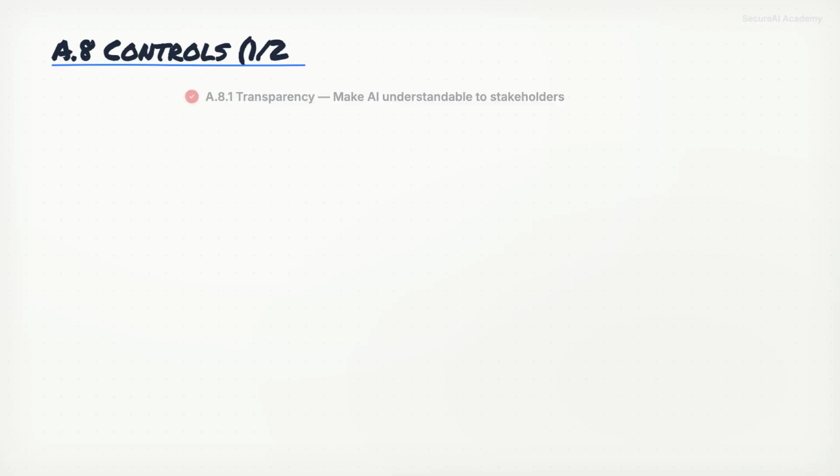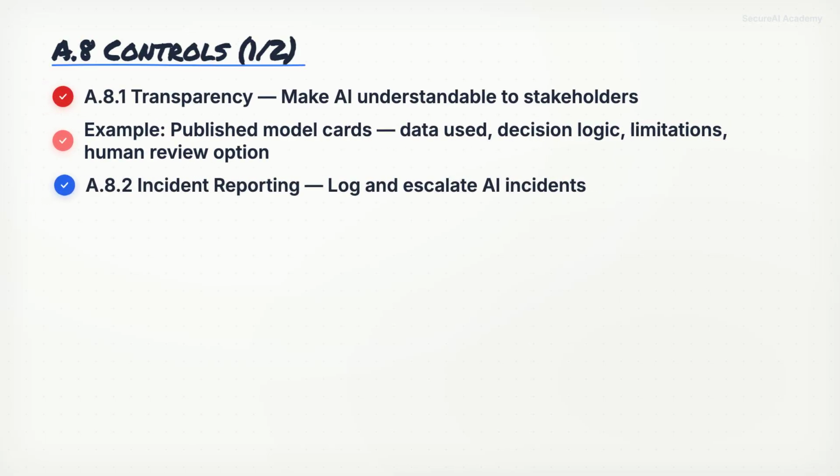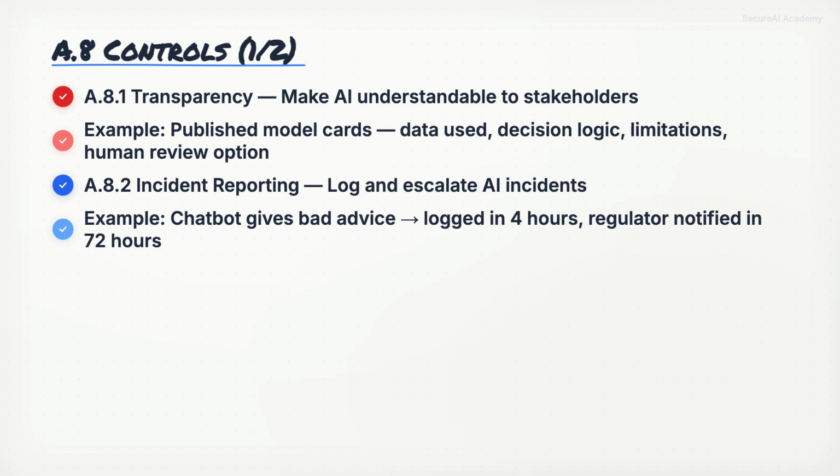Control 1. Transparency of AI system. Make AI understandable to stakeholders. Example, a bank publishes model cards for its key AI systems. The credit scoring model card explains what data it uses, how decisions are made in plain language, known limitations like lower accuracy for self-employed applicants, and how customers can request a human review. The model card is publicly available.